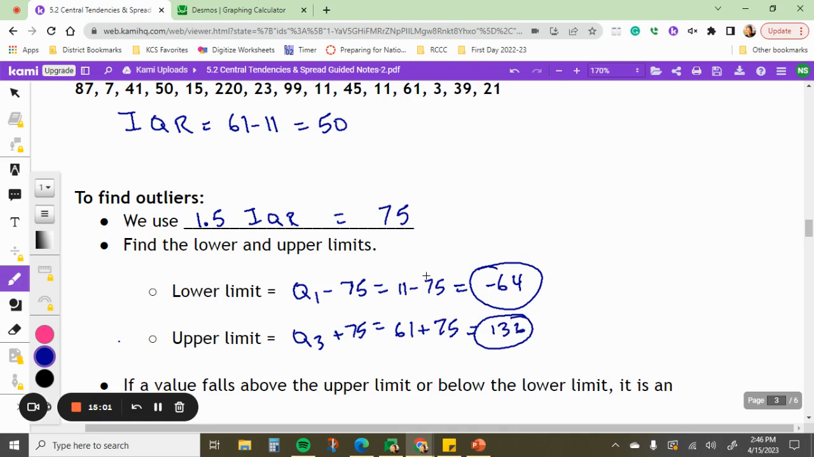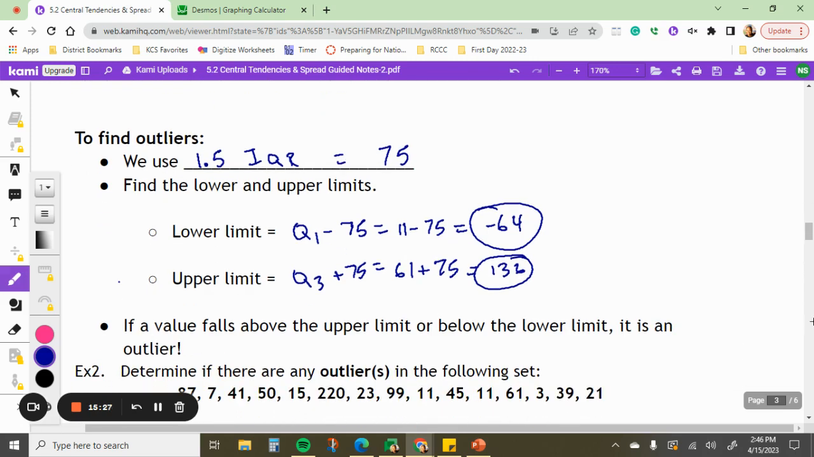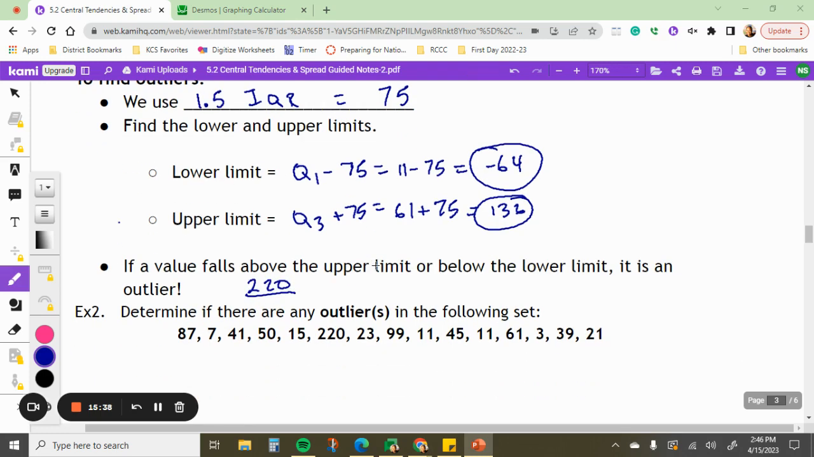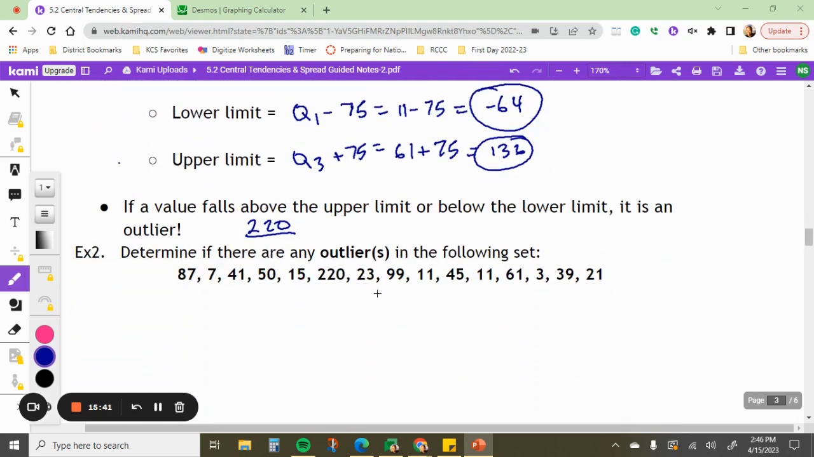And in my data set, I'm looking for any numbers that are lower than -64. I do not have any numbers lower than that. And then any numbers that are above 136. And do I have any numbers that are above 136? Yes. So 220 is above 136. 220 is our outlier. So 220 is an outlier in this set. And that's the same information that we have there already.